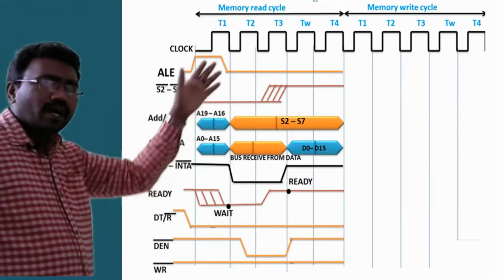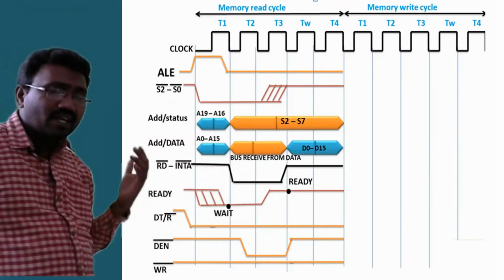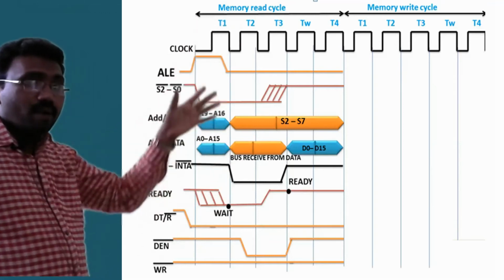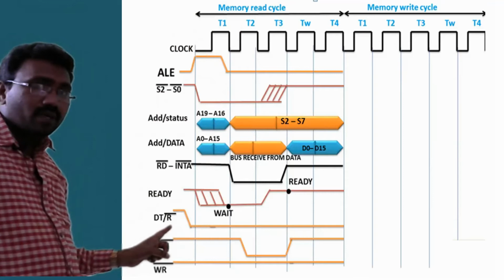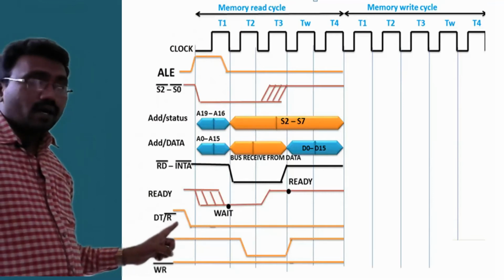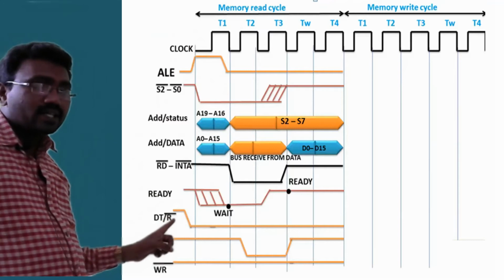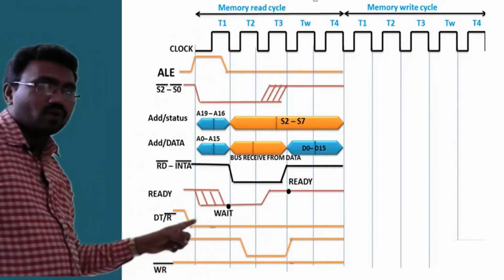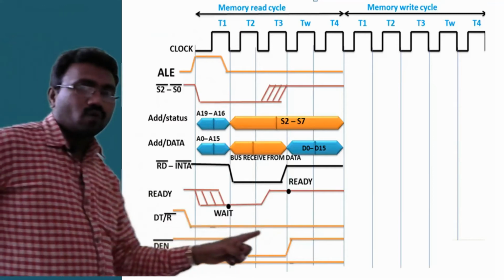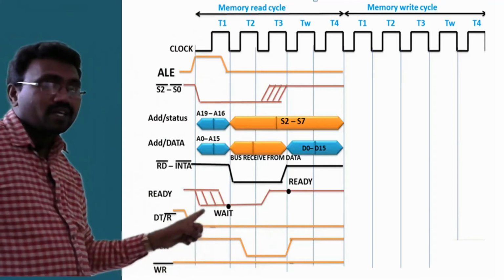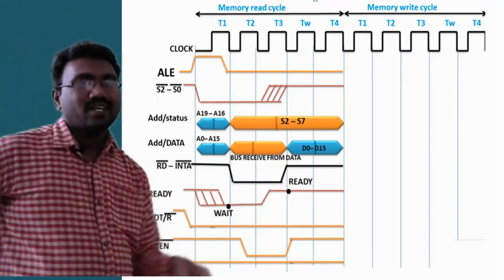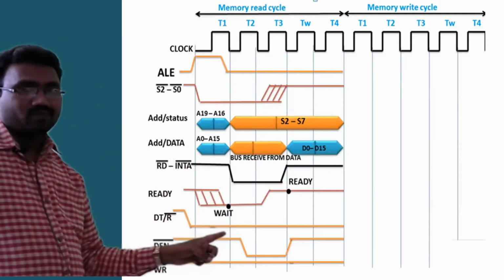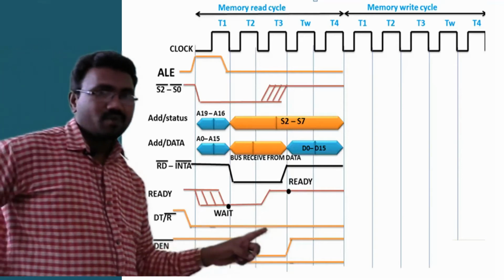What about the read operation? Read means receiving the data from the memory. Memory to processor is receiving. In the memory read cycle, this signal must be low; then only receiving is enabled. DT/R bar in the memory read cycle is low. All of you observe, this is 0. That means receiving is enabled. If it is 1, transmitting is enabled. In the write cycle, this signal is 1. In the read cycle, this signal is 0. Got the point? That's about DT/R bar.